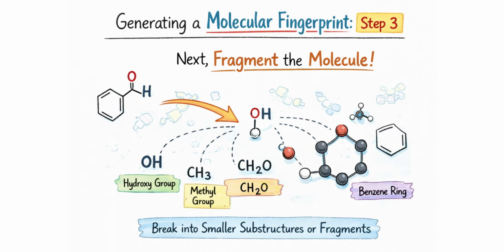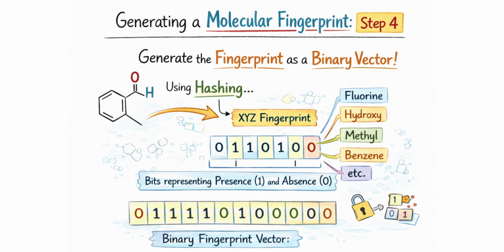After fragmentation, we need to generate the fingerprint, which is a vector of zeros and ones. This is done using a hashing method, which maps the fragments into a fixed-size binary vector. In this vector, each bit represents the presence, equal to 1, or absence, equal to 0, of a specific feature in the molecule. Let's consider an example.